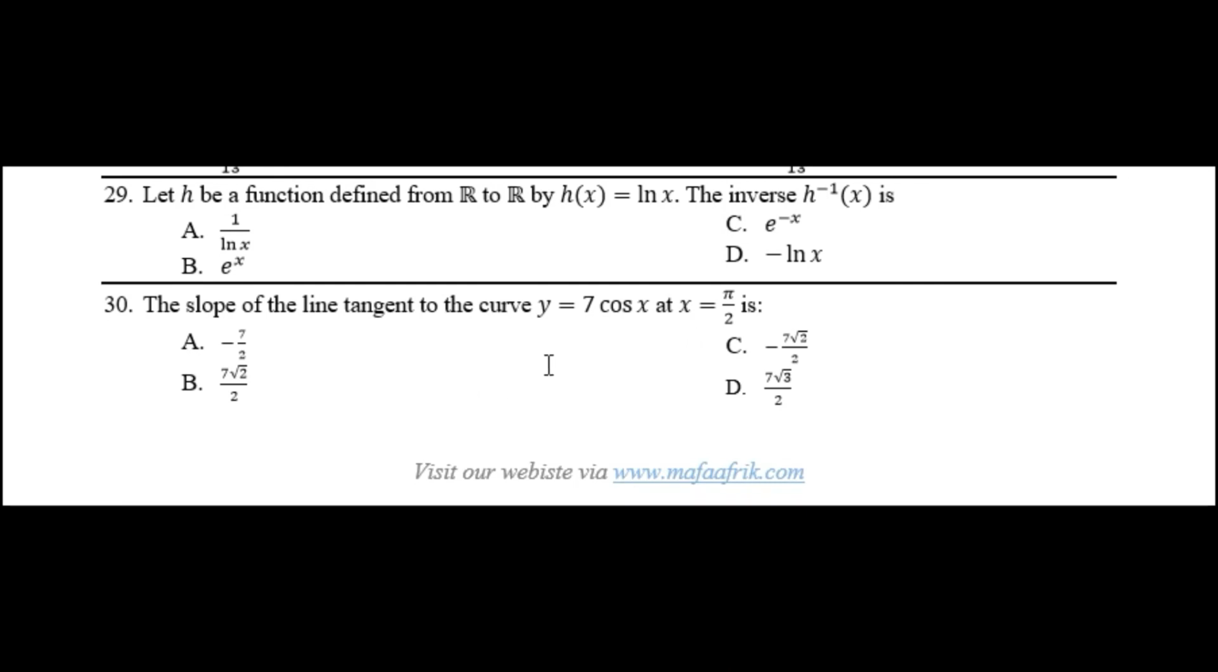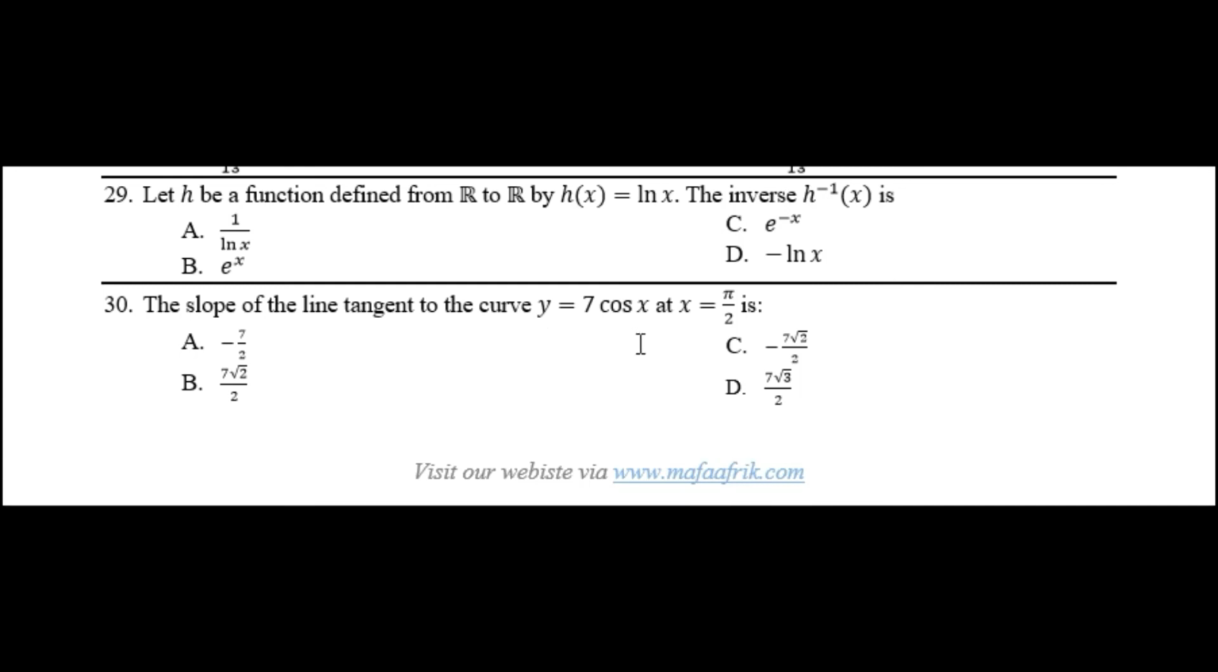Alright, and finally question 30, the slope of the line tangent to the curve at x equal to pi on 2. You just need to look for dy by dx. It gives you -7 sine x. Now you put x equal to pi on 2. So you get -7 times sine pi on 2, which is -7, and you don't see any answer there.